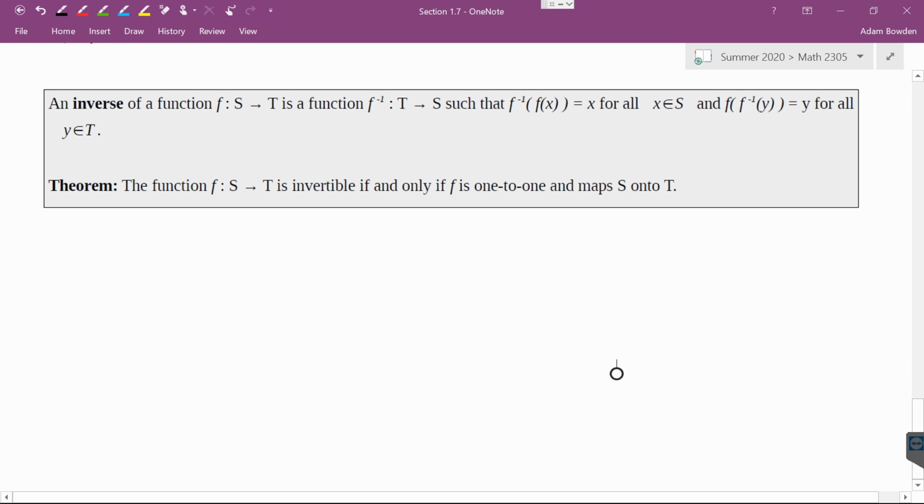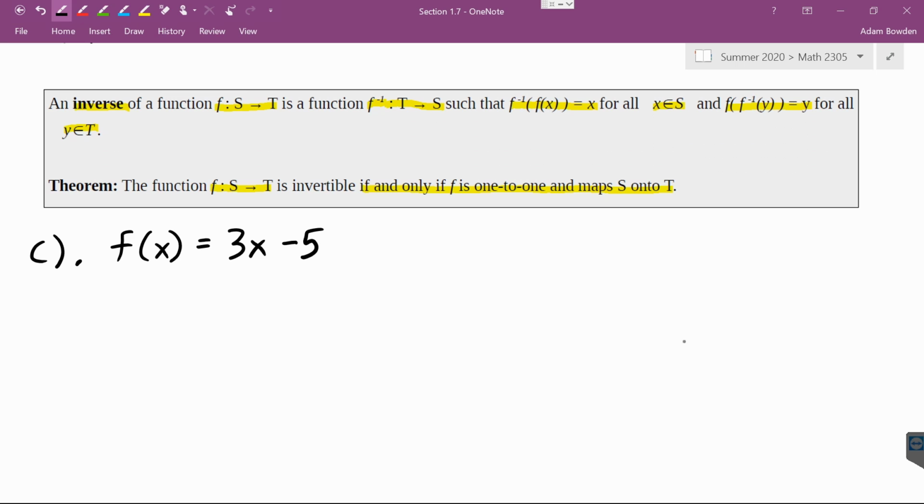Before proceeding too much further, let's talk about something called the inverse. The inverse of a function f from S into T is a function denoted f superscript -1, which goes the other direction from T into S, such that f inverse of f of x is equal to x for all x an element of S, and f of f inverse of y is equal to y for all y in the set T. What's important to know about inverses is that a function f is invertible if and only if it is both one-to-one and onto from S onto T.